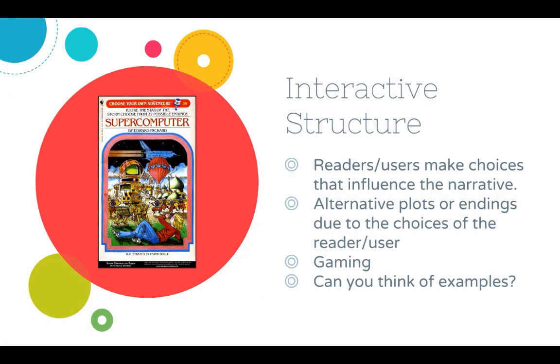The third type of structure we're going to talk about is interactive structure. And we have this picture of the Choose Your Own Adventure books that maybe you read as a kid. We actually don't see a lot of this in literature or movies where the story unfolds according to the reader's choice, and you as the reader have to make choices that would influence the plot.